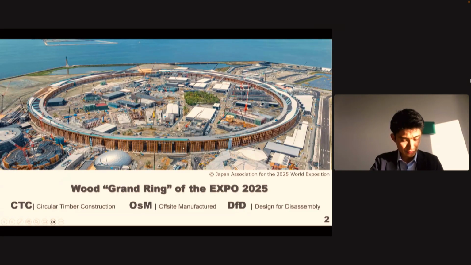So today, I'd like to talk about three topics: circular timber construction, off-site manufacturing, and design for disassembly. Through the Wood Grand Ring at Expo held in Osaka 2025. This project used 27,000 cubic meters of timber material that was representative of the concept of unity in diversity.